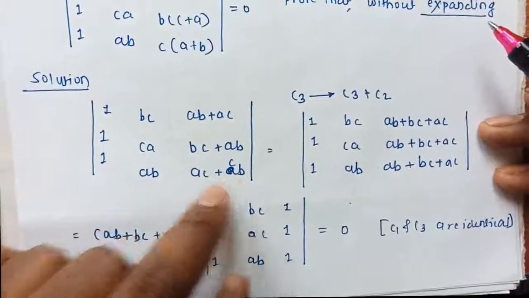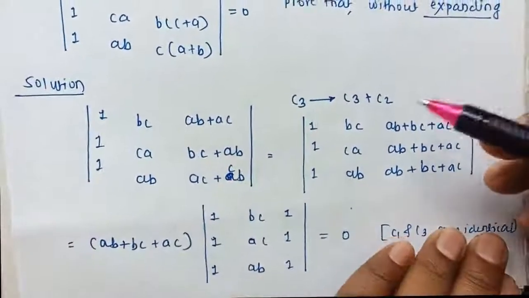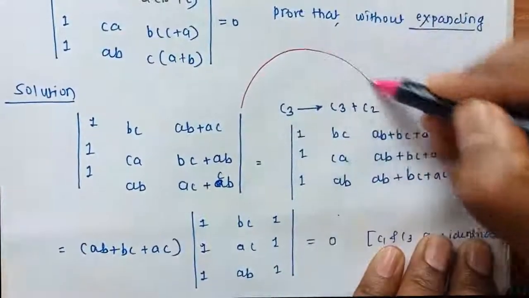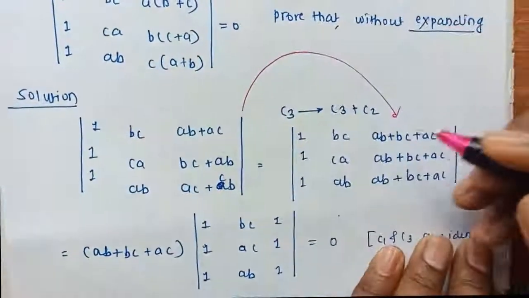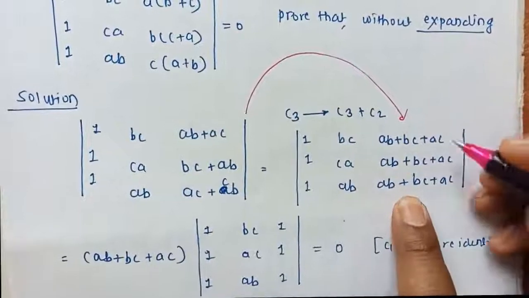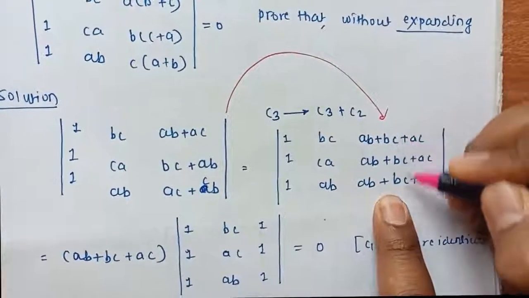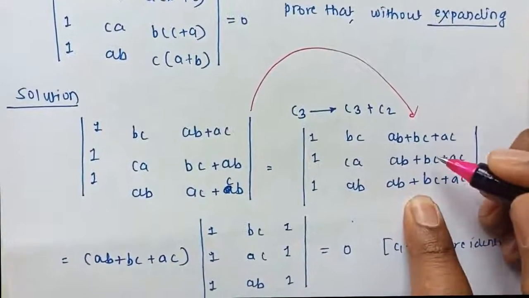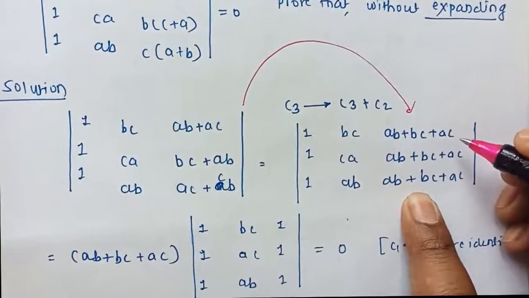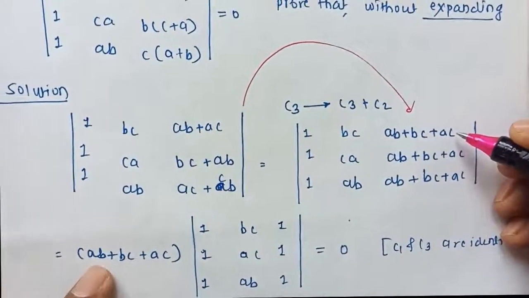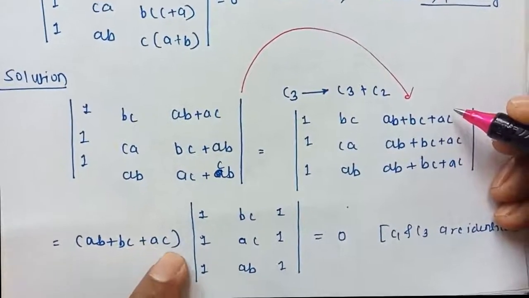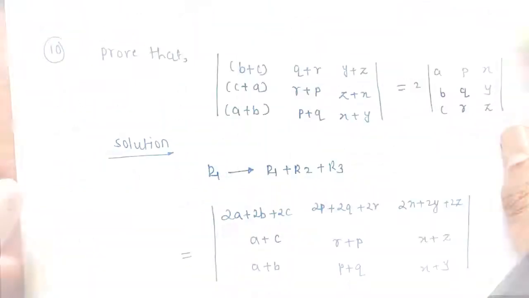Next also AB plus BC plus AC. Now this I have transferred into this one. I got this determinant. Now from C3, this is the column, from C3 I can easily take the common as AB plus BC plus CA. So same thing I have done it here. AB plus BC plus AC I have taken common. So first column as it is, 1 1 1.